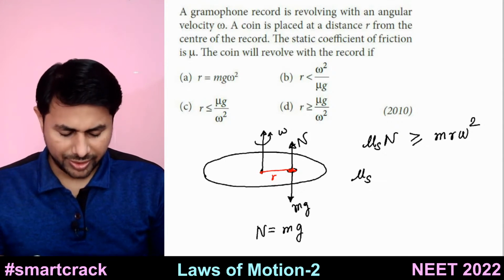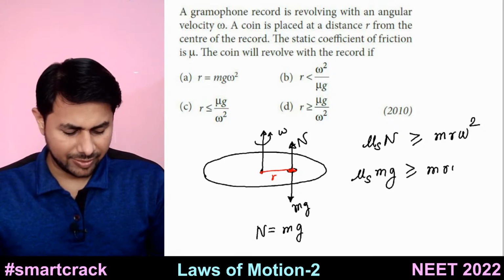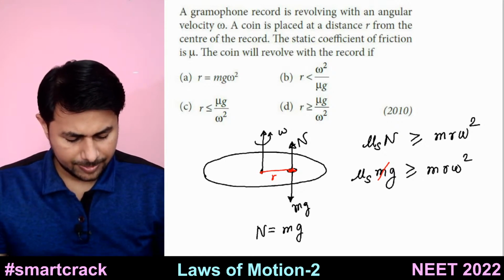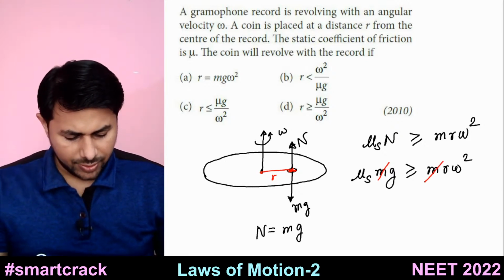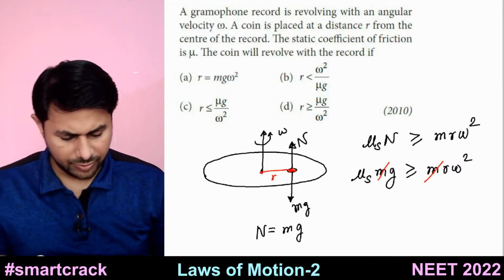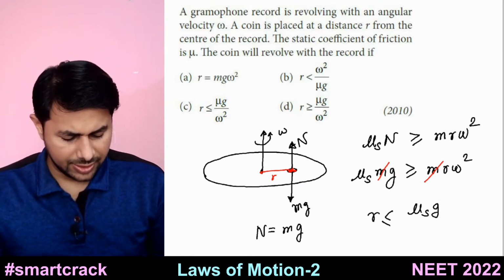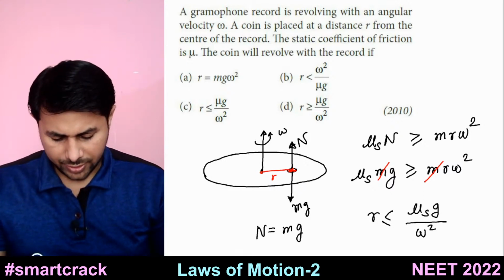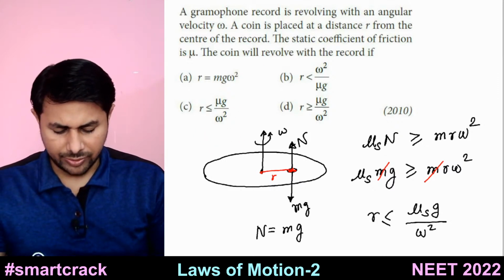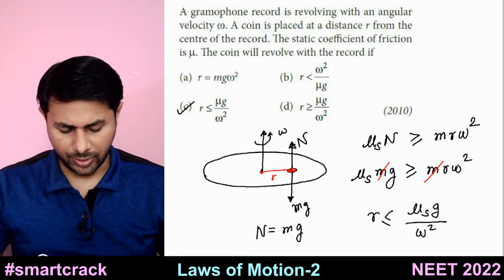So we get mu s into mg is greater than or equal to m r omega square. So m gets cancelled. All right, and omega square we can take on the other side. So we get the value of r. So r is less than or equal to mu s times g divided by omega square. Check which formula, so mu s is mu over here. So r is less than or equal to mu times g over omega square. This should be the answer. Okay, option C.